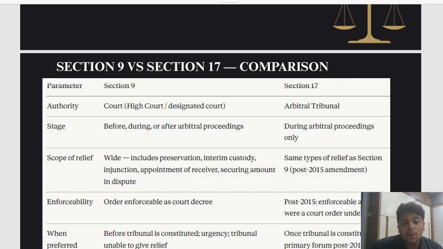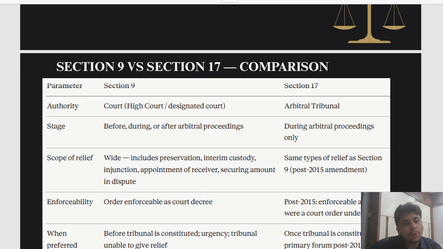Again, very important. Now, section 9 can be filed during the proceedings, before the arbitrator is appointed. Now, in such cases, a section 9 application is very important to get interim reliefs from the court. Similarly, an application can be filed before the arbitrator when arbitration proceedings are going on. So, section 17 comes into effect only during the arbitral proceedings and not otherwise.